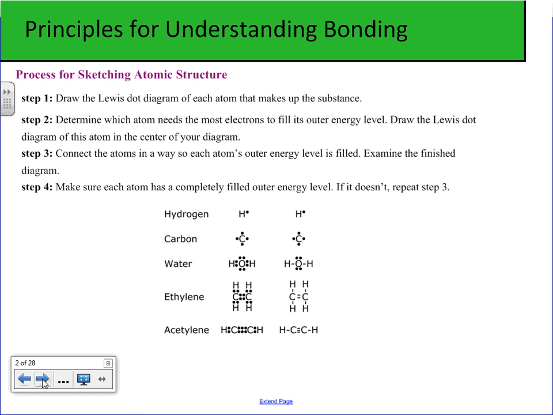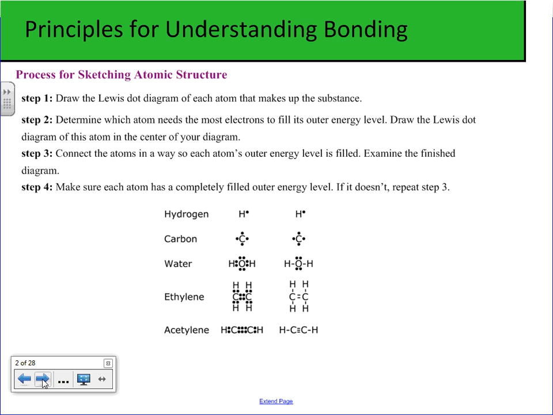Step 1. You need to draw the Lewis dot diagram of each atom that makes up the substance. Step 2. You need to determine which atom needs the most electrons to fill its outer level, and draw the Lewis dot diagram for this atom in the center of your diagram. Step 3, you need to connect the atoms in a way so that each atom's outer energy level is filled.